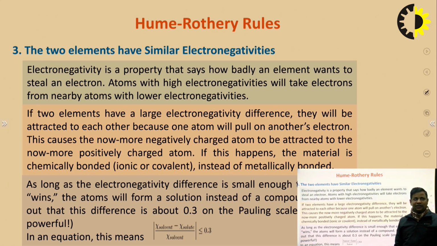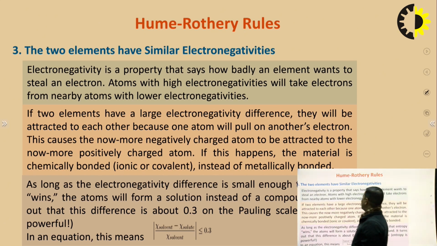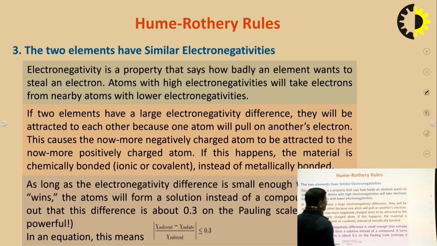Now the third rule is known as electronegativities.